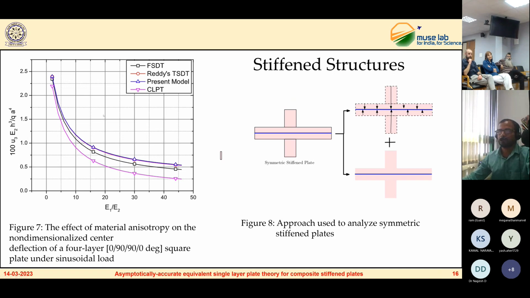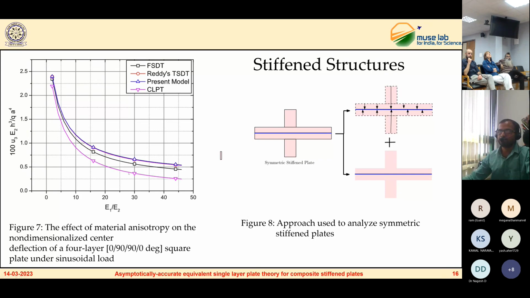Now, to look at how the present theory behaves when we change the anisotropy of the material, we have done this study. In this study, we are changing the anisotropy of the material by changing the E1 over E2 ratio, and we are seeing how the normalized displacement changes as we change the E1 over E2 ratio. Here we can also observe that the present theory is giving better results than CLPT and FSDT do.